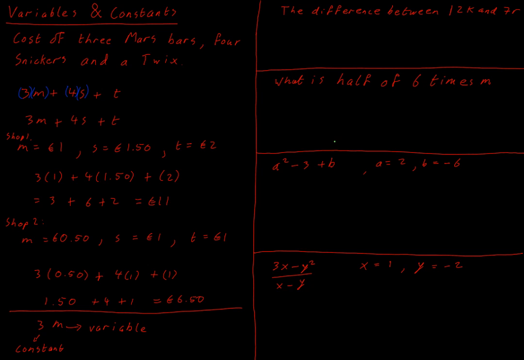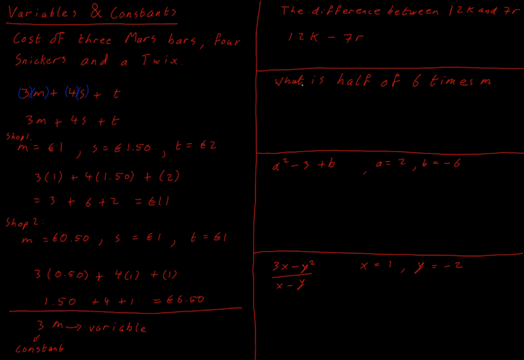Now, let's put some examples in here that have less context than my initial example. The difference between 12k and 7or. Well, what does difference mean? It means subtract. So writing that mathematically, this whole sentence becomes 12k minus 7or, because difference means minus two things.